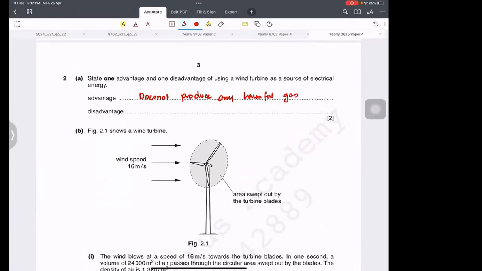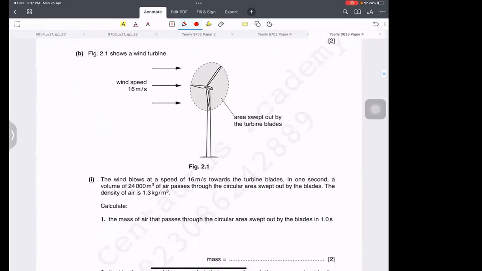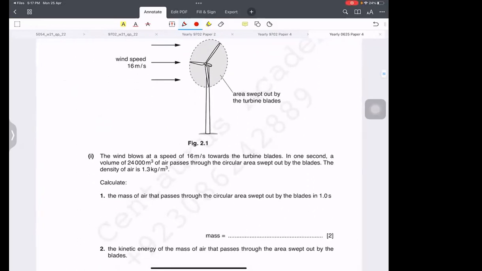But the disadvantage is that it's unreliable, as wind is not always blowing, and it is also expensive to build. Like there are a couple of things. You can also talk about birds, that it can disturb the ecosystem of the birds, but that's fine.